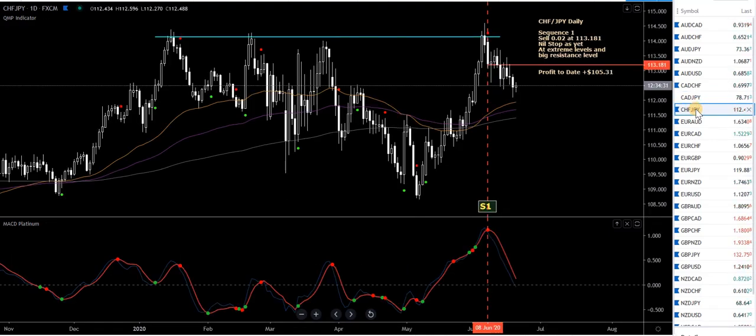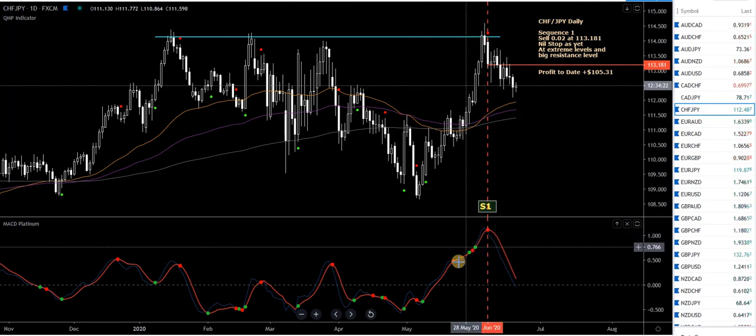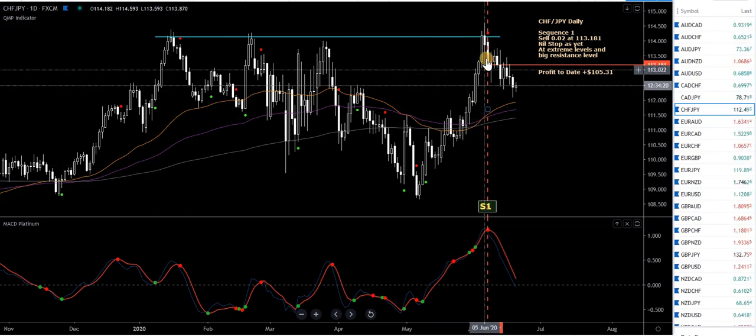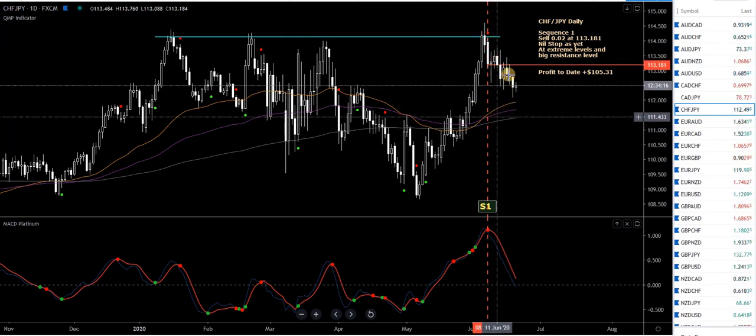Swiss Yen is in a sell up here. Look at this nice resistance level up here. MACD Platinum's a long way above the zero level, like an extreme, which is good. And price is a long way above the MAs. Generally, price comes back to the MAs or the MAs go to price.